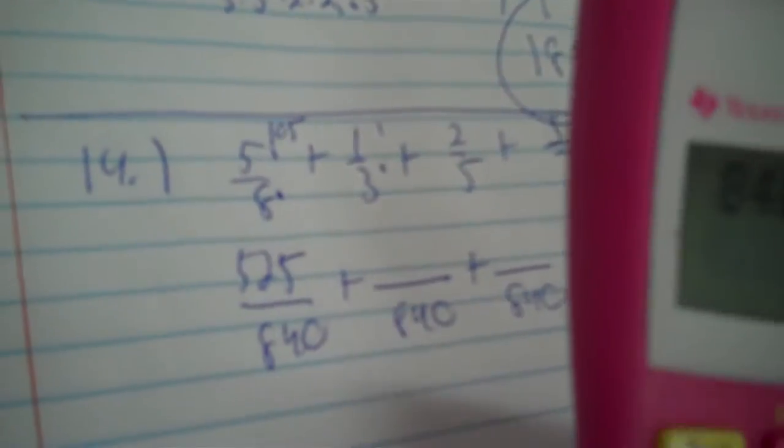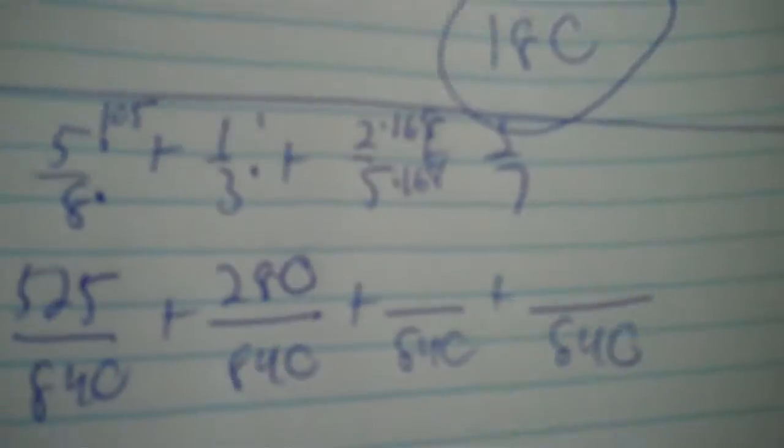Okay, 840 divided by 3 is 280, so 1 times 280 is 280. 840 divided by 5 is 168. 2 times 168, 336. 840 divided by 7 is 120. 3 times 120 is 360.